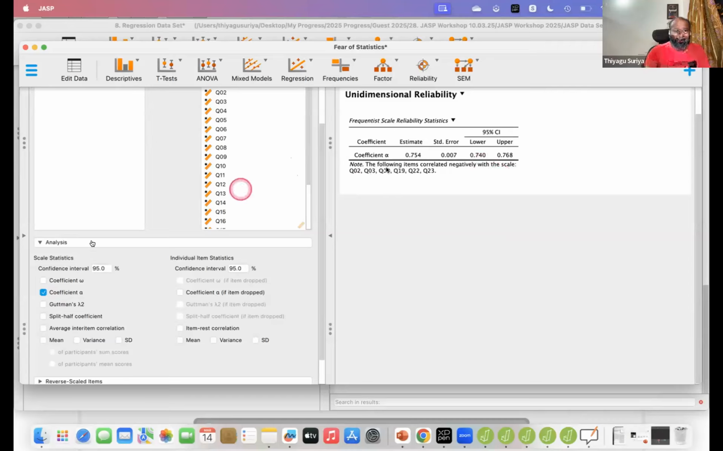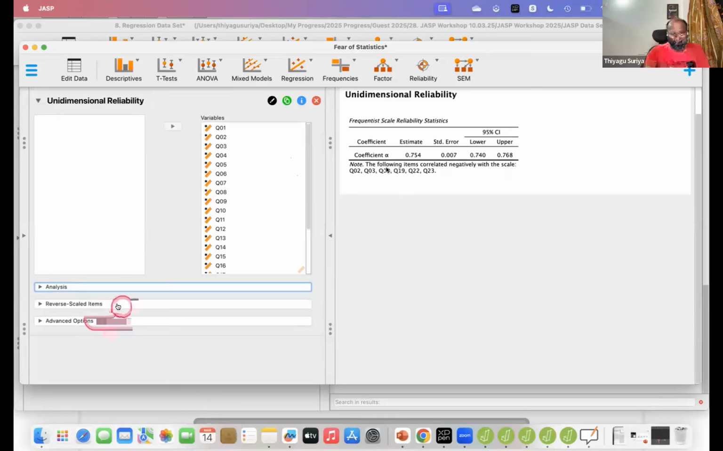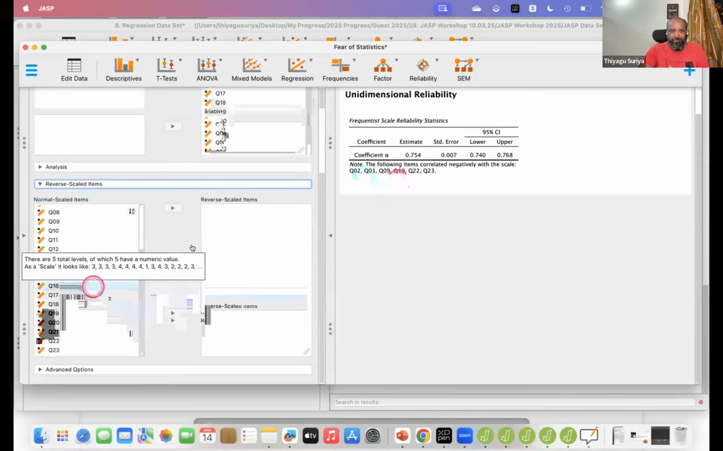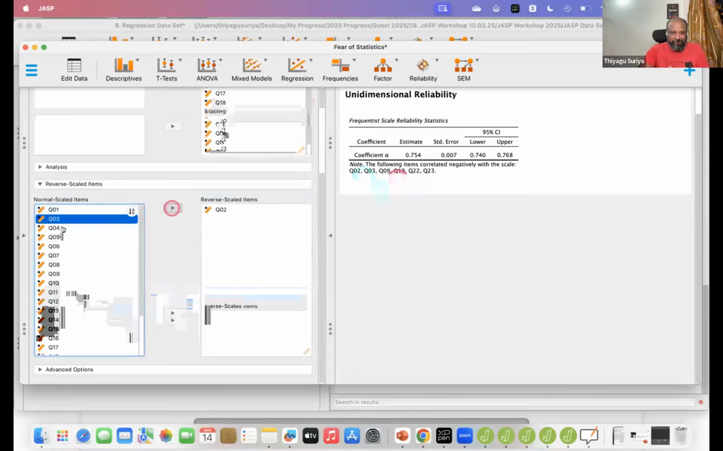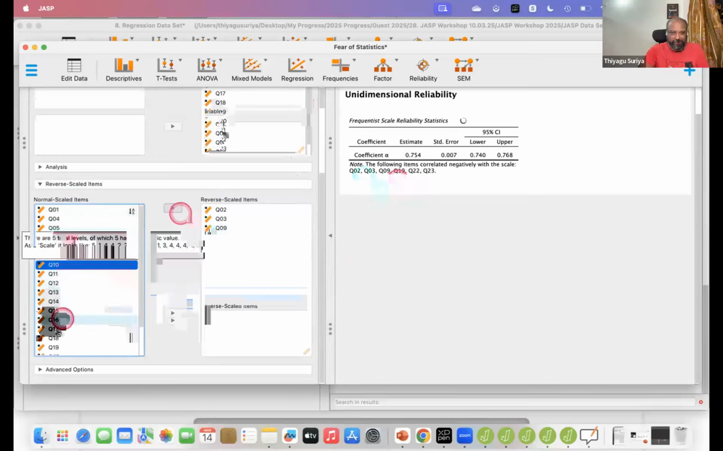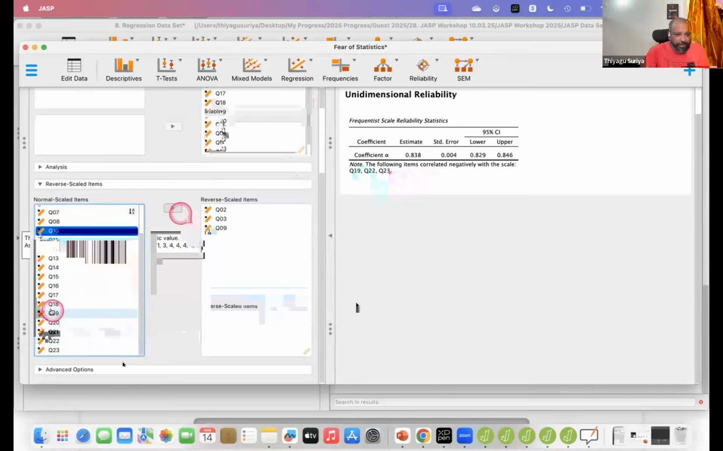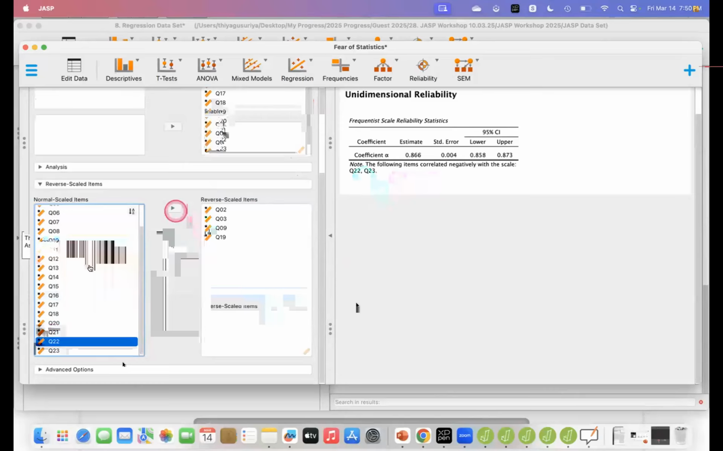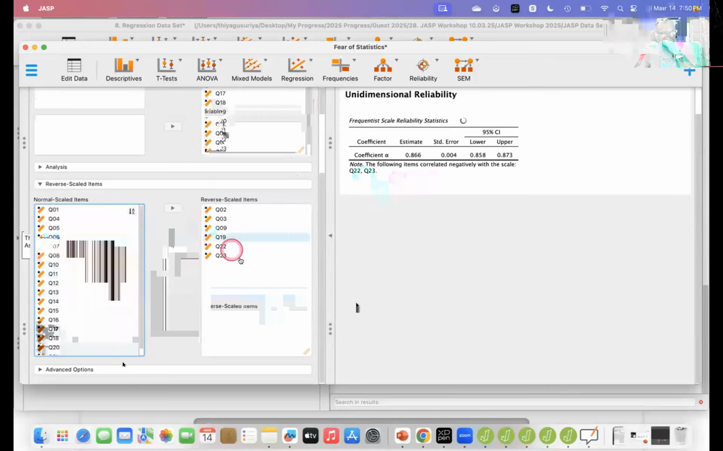But here we have a good option called reverse scale item. Are you able to see the reverse scale item? Out of 23 items, only 5 items are reversely correlated. Go to the reverse scale item, where you get all the items. Select only items 2, 3, 9, 19, 22, 23. Now 5 items are reversed.